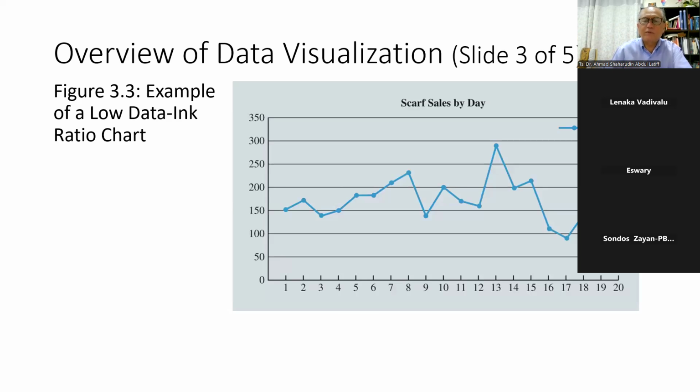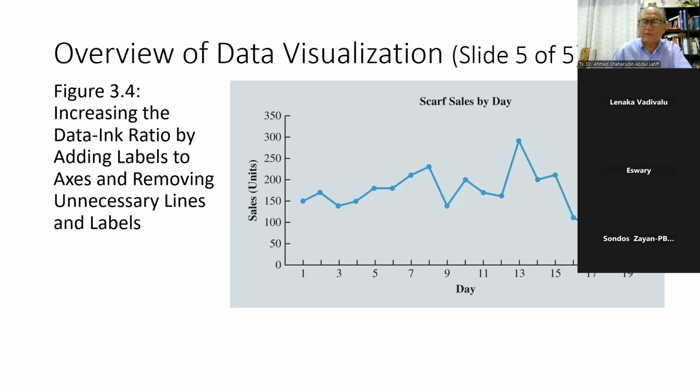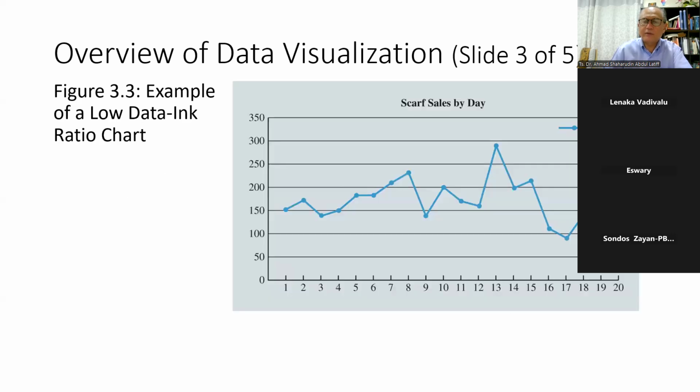And then when you remove the ink, there is no purpose for the horizontal lines there, because when you look at a chart, it is not meant to show specific numbers. You can just see the fluctuation here. So this is a higher data ink ratio, and this is a lower data ink ratio.